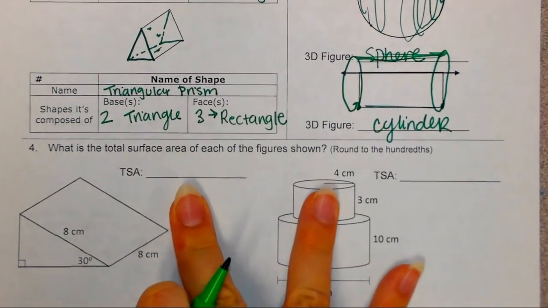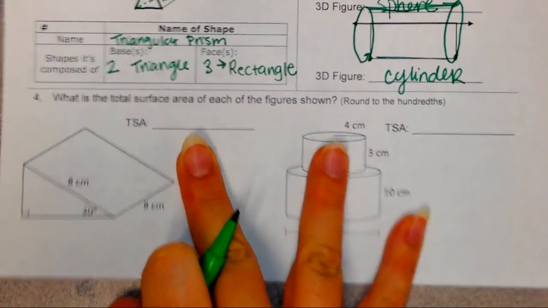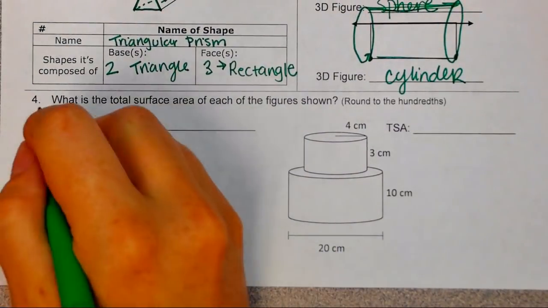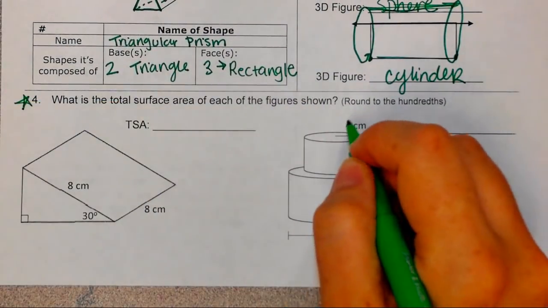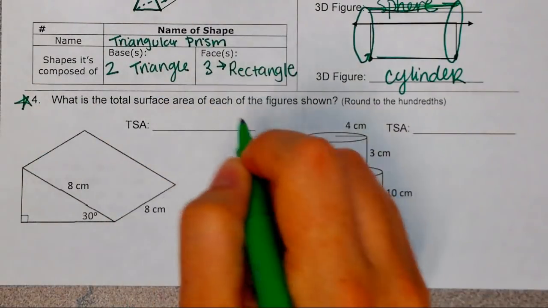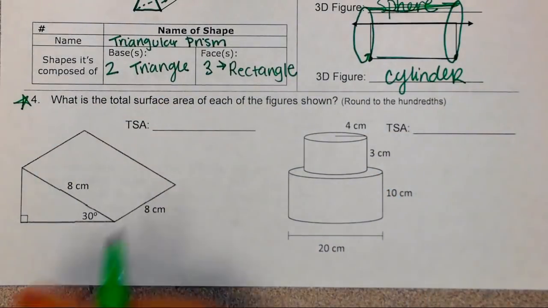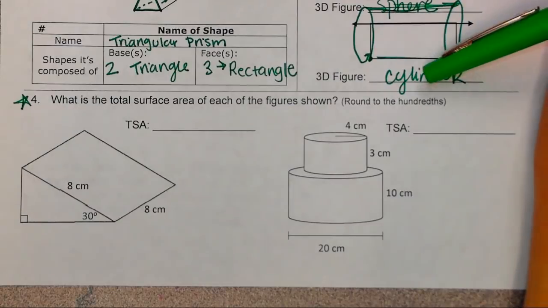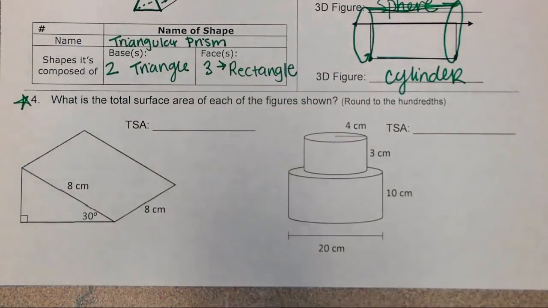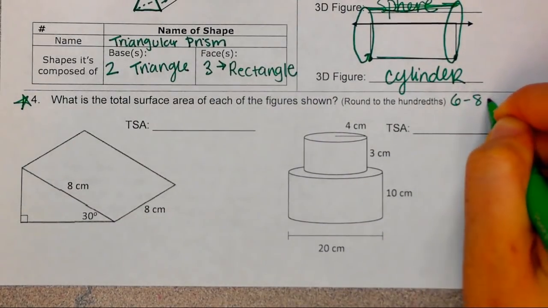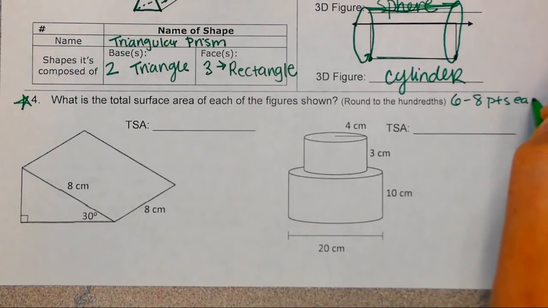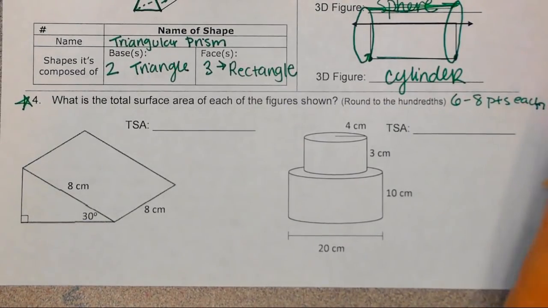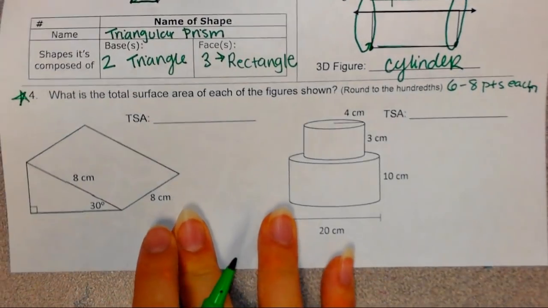All right, so now we have a couple surface area problems. These are very important problems to know, okay? And they're going to be worth more than the regular amount of points on the test. These are worth about 6 to 8 points each. So just keep that in mind when studying tonight.